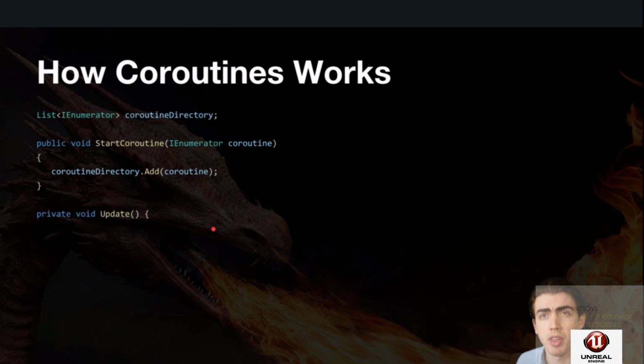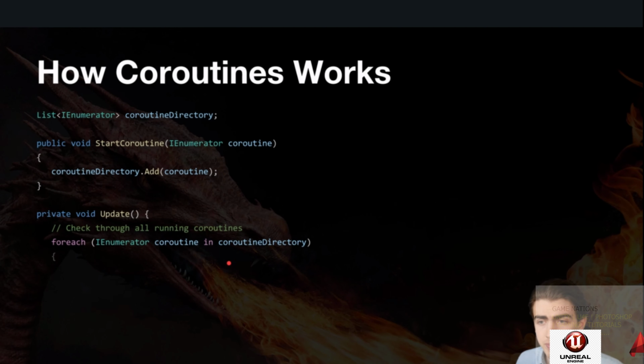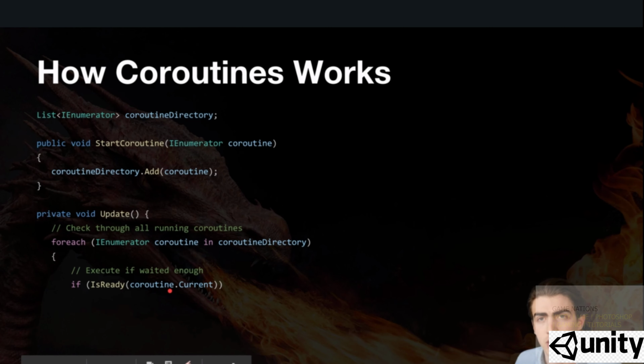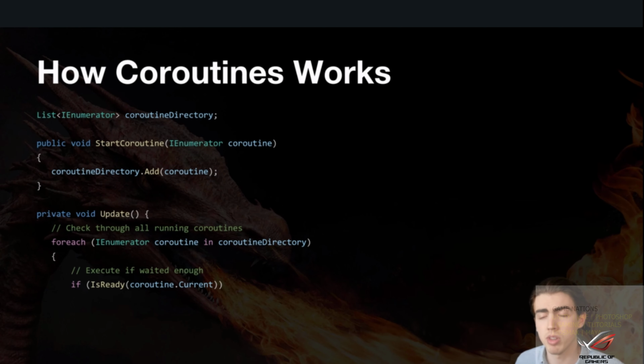But every update, Unity is going to check through all of the running coroutines, all the coroutines in that directory. And it's going to say, is it ready? Has it executed enough? So it's going to look at the current top value. That's going to be something like a wait for seconds instruction, and say, have I waited already 2 seconds since this instruction was returned to me?